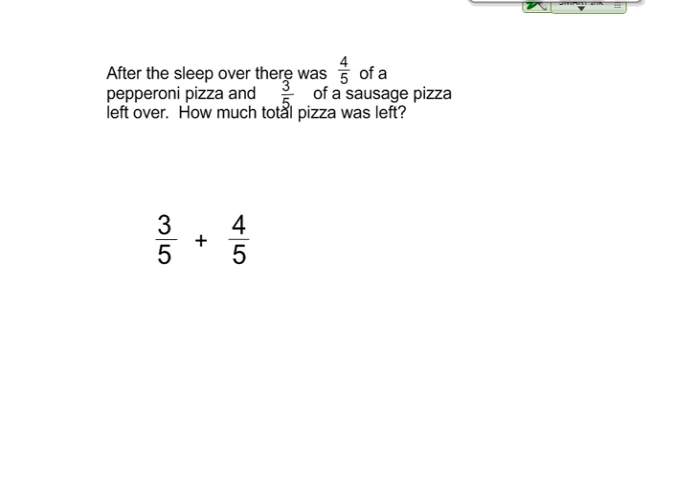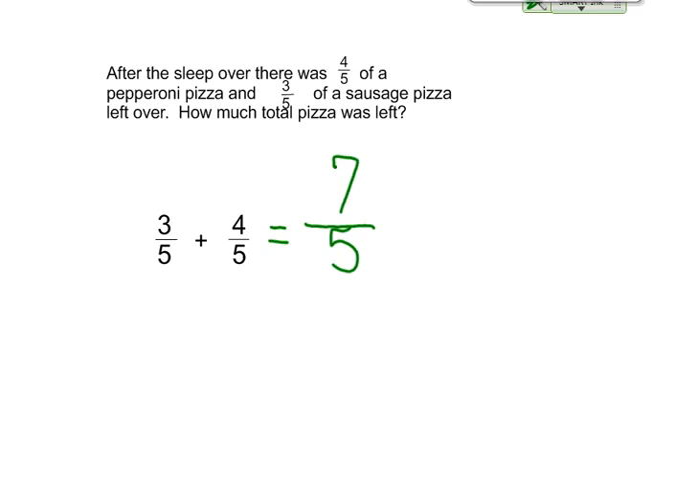Let's try another example. It says after the sleepover there was 4/5 of a pepperoni pizza and 3/5 of a sausage pizza left over. How much total pizza was left? So we have 3/5 of one pizza, 4/5 of another pizza. First thing we want to do is add them together. So that's going to give us 5 as a denominator because the denominator stays the same. And then 3 plus 4 gives us 7. So we have 7/5 pizza left.